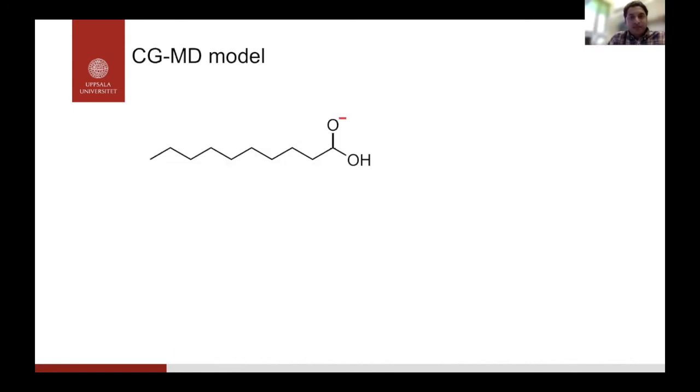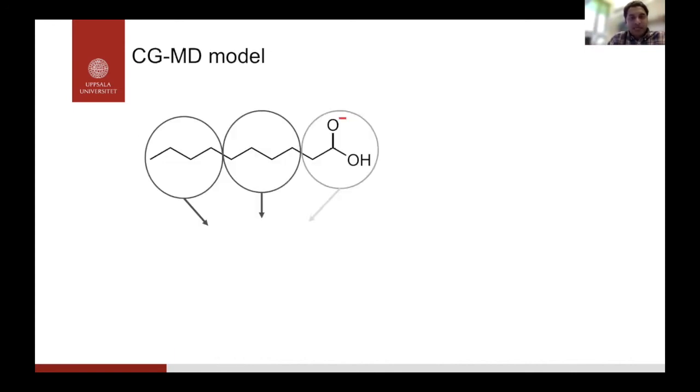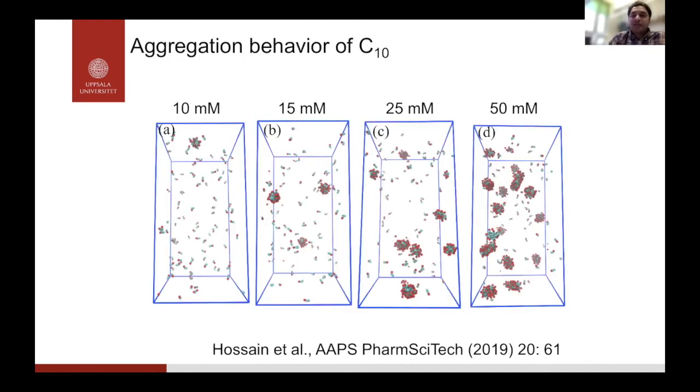So here is an example of this C10. This is how we have defined these 3 beads. So these are the 2 chain beads, and this is the head group bead, which is a Q bead. And then when we model these molecules in such a way, we performed the aggregation analysis. What we have done is performed aggregation at different concentrations. So C10 molecules were placed in a box.